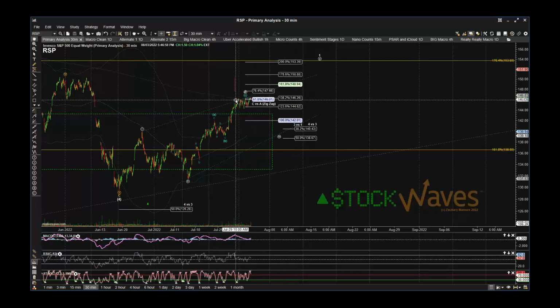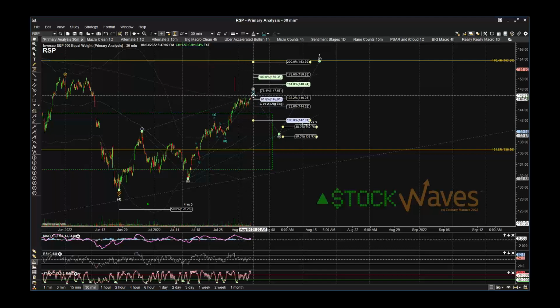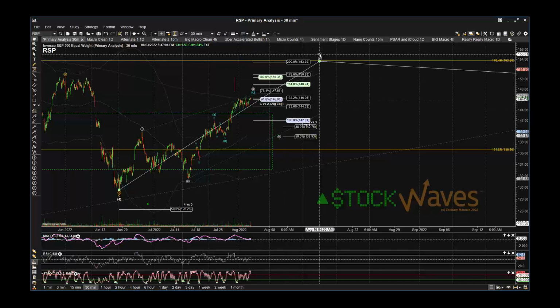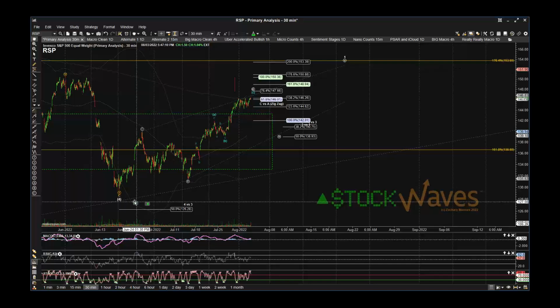And just like on RSP, it doesn't matter if this is a leading diagonal for wave 1 of the parentheses 5, or if it's a leading diagonal for a smaller wave 1 of the green 5. We're still filling out the same leading diagonal structure at the smaller degree.